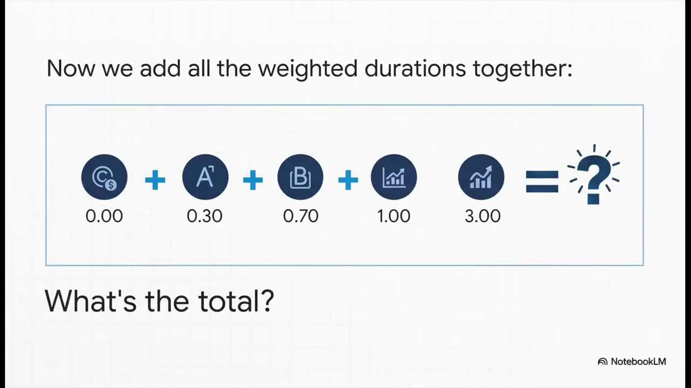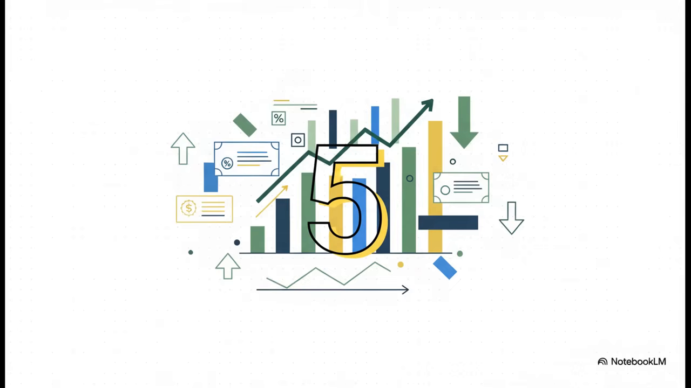Okay, so we've calculated the weighted duration for every single asset. Now for the fun part, the final step. We just add them all up. So we've got 0 plus 0.3 plus 0.7 plus 1.0, and we add that big 3.00 on top. And the grand total is 5. That's it. This one number, 5, represents the combined interest rate risk of our entire diversified bond portfolio. It's pretty much the most important number for understanding how sensitive this whole thing is.